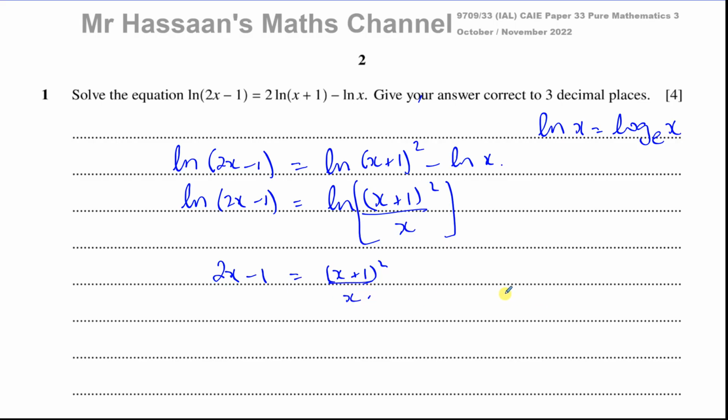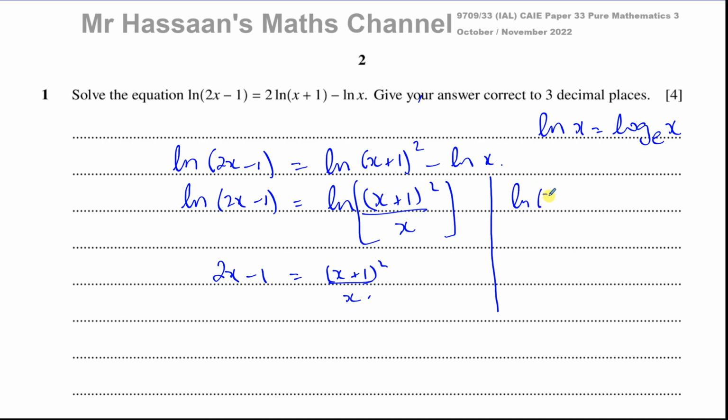All right, now this is perfectly fine. We can continue from this. We've got rid of the ln. Now we can solve the equation, right? There are a few alternative things that people could do, which I saw that some people did. Like, for example, I saw some people do this.